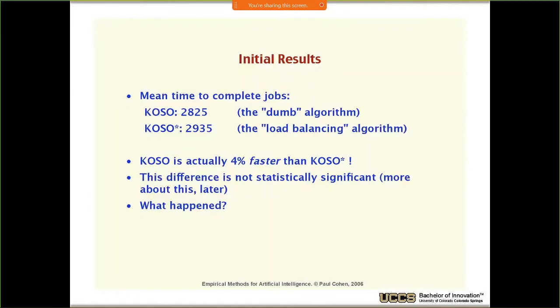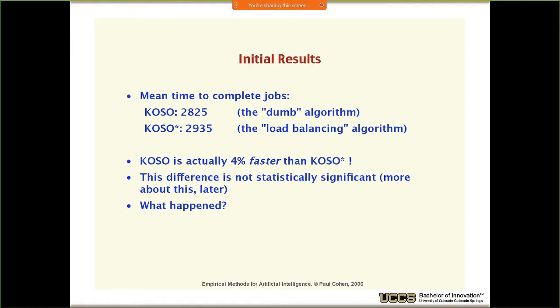But now let's say we just ran that experiment. So we ran COSO, the dumb algorithm, and we ran COSO star, the load balancing algorithm, for various numbers. And we look at what is the mean time to complete their jobs. So they have some number of jobs, and then we spawn off more at some probability, so we get some total number of jobs. And now we look at those.